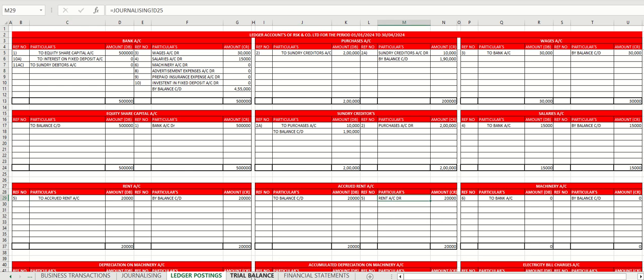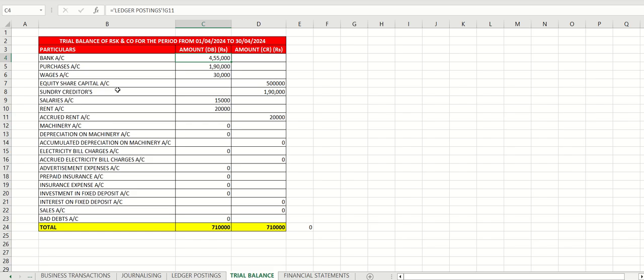Now let's move to the trial balance phase and see how the balances for this particular entry are supposed to be updated in the trial balance. The rent account being an expense account should be debited in the trial balance, and the accrued rent account, being a liability account, is supposed to be credited in the trial balance. All these balances we directly take from the ledger postings phase.